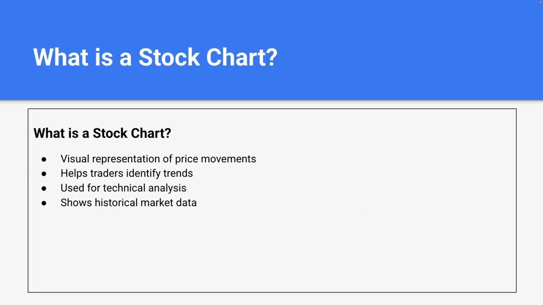So the first thing that comes into your mind is, what is a chart and why are we using charts in the stock market? The simple answer is, a chart is a visual display of how a stock price changes over time. It shows you the representation of the price movement. It helps traders to identify trends, is used for technical analysis, and shows historical market data. It also helps investors understand the market trends and predict the future movement. Also, there are different types of charts that provide different levels of detail.